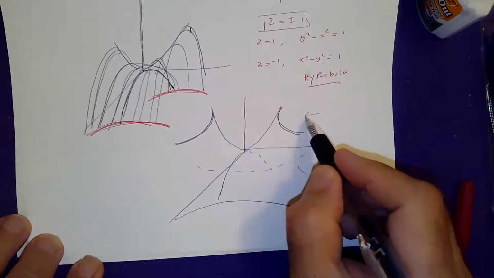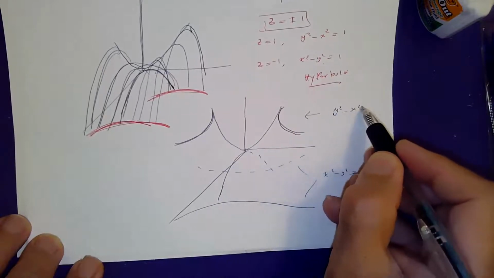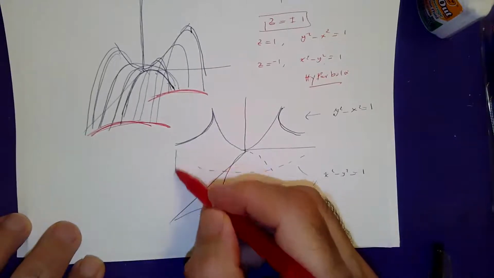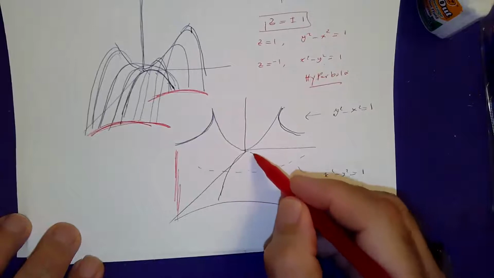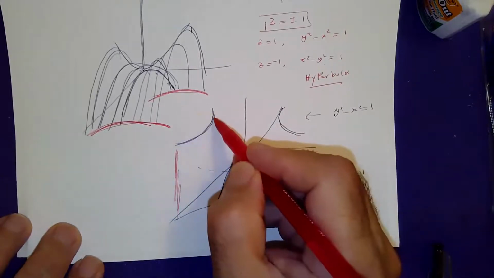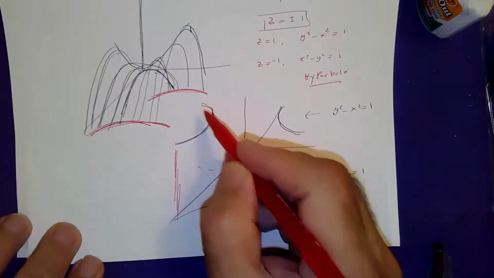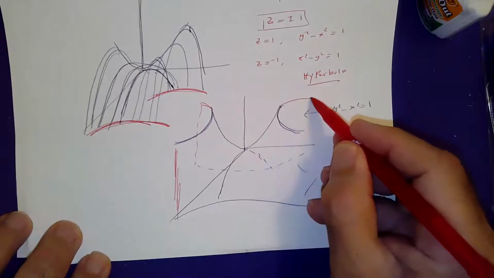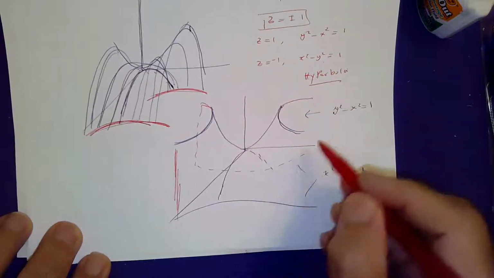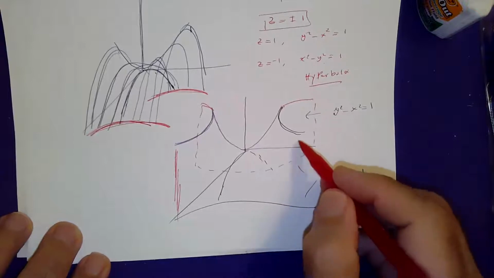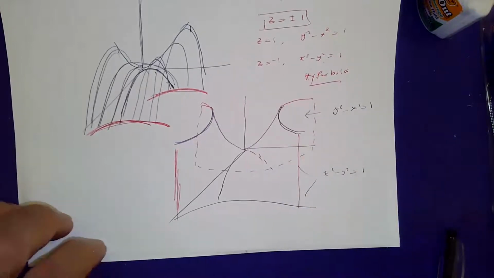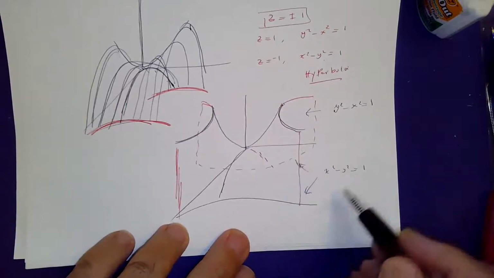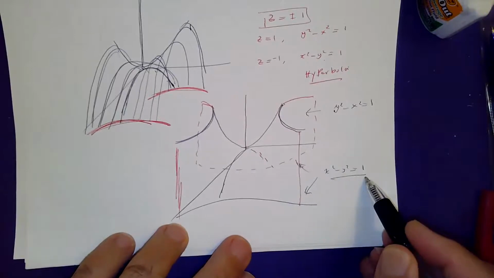And these guys happen to be what? Y squared minus x squared equals 1. And now let's try to make this look like the what? A saddle. Okay. So there. So these two are branches of x squared minus y squared equals 1.